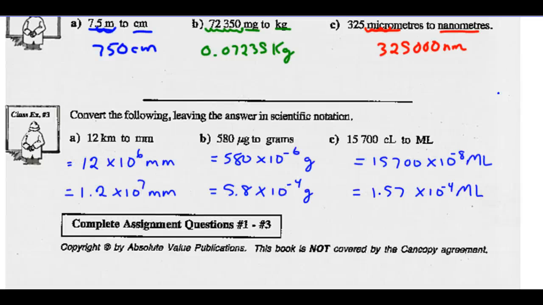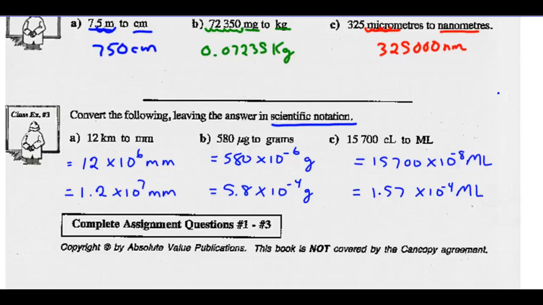So these would be the correct answers. 12 kilometers to millimeters, we'd move it 6 spots to the right. So 12 times 10 to the 6, or in scientific notation, that's going to be 1.2 times 10 to the 7th millimeters. Part B, 580 micrograms going to grams. You'd move that 6 spots to the left, and then you change that into scientific notation, making it 5.8 times 10 to the negative 4.